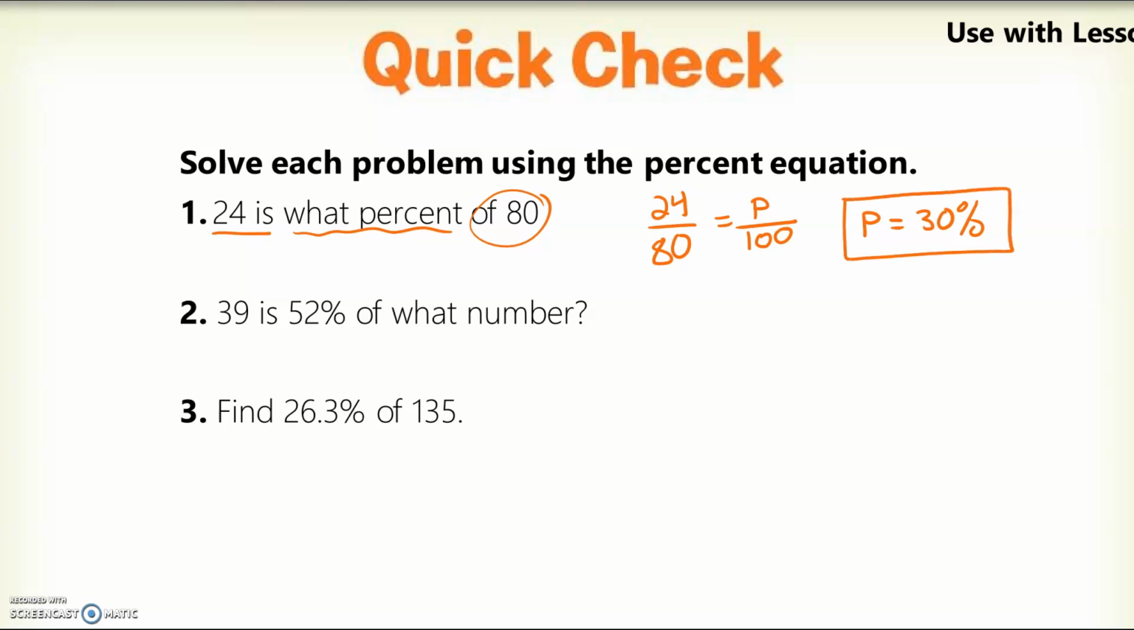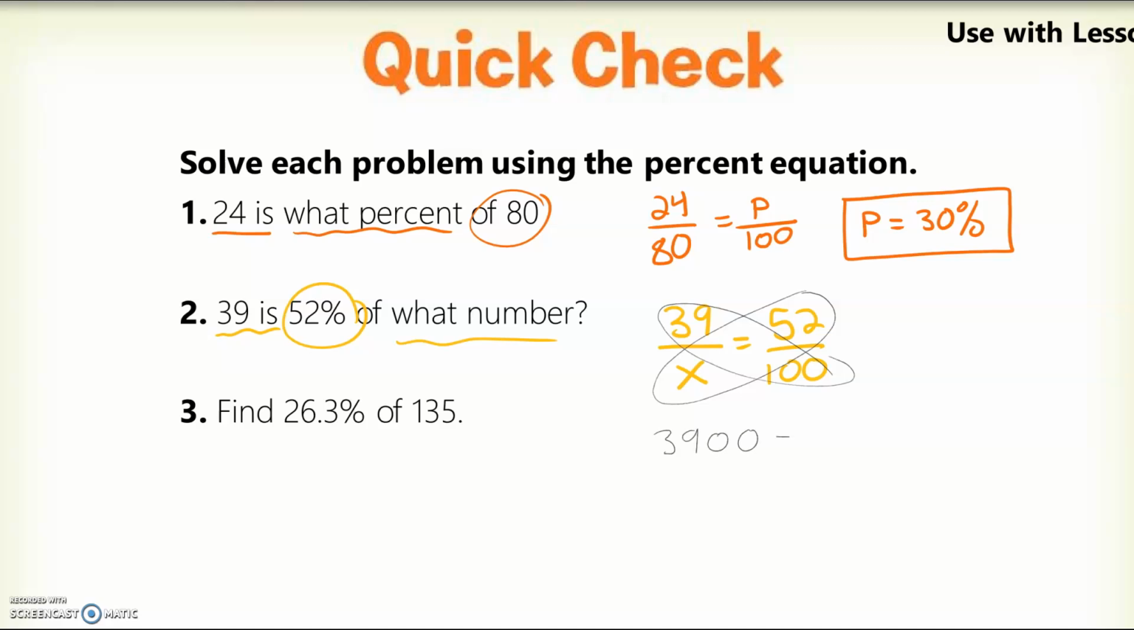All right, question number 2: 39 is 52% of what number? Now we're looking for a different value. So 39 over x equals 52 over 100. Remember, we do our cross multiplication, so I kind of jumped past that step on the first one. 39 times 100, which is 3900, equals 52x, and then we divide both sides by 52 and get an answer of 75. 75 is equal to x. So our answer here is 75.